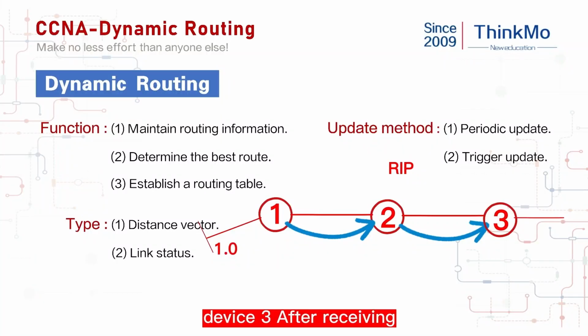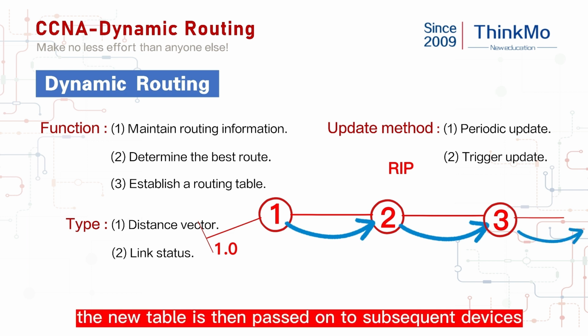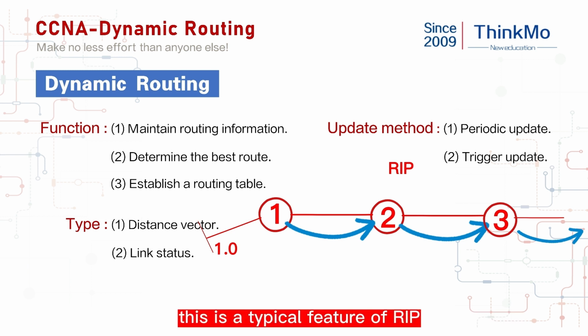After receiving, also local first. After receiving, calculate with your own local table. After the calculation, a new table is generated. The new table is then passed on to subsequent devices. This is a typical feature of RIP. Here is an algorithm for it.